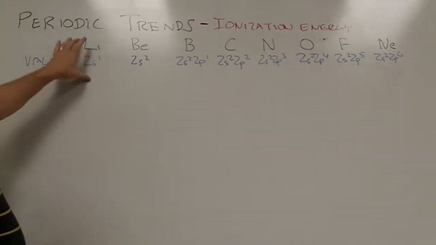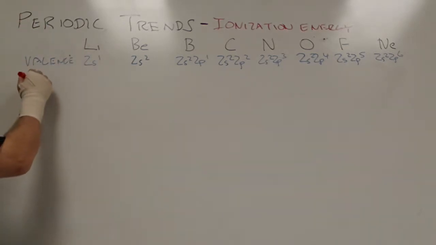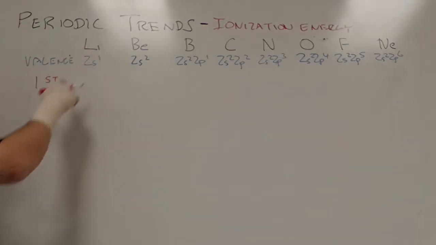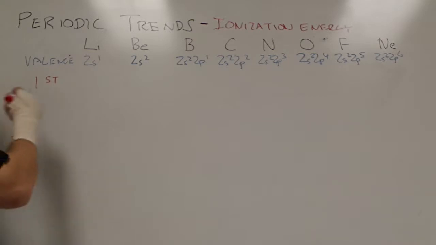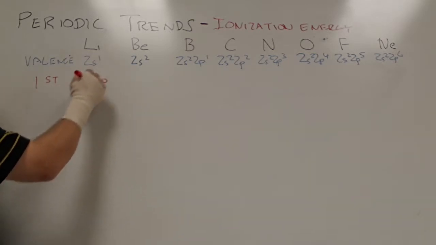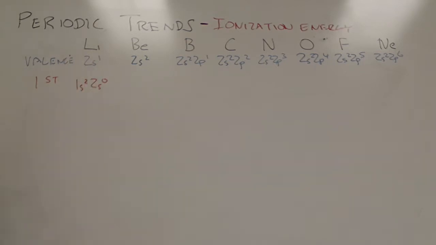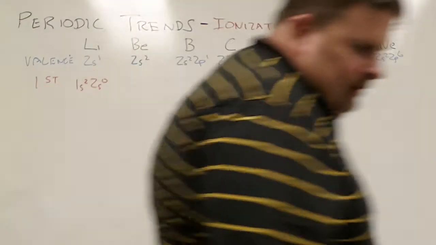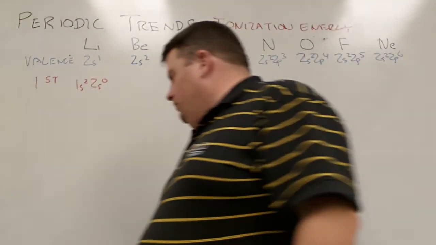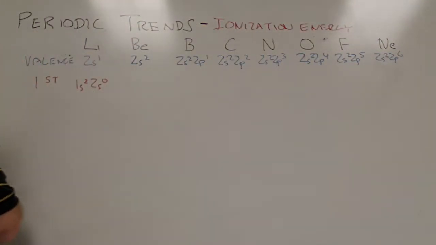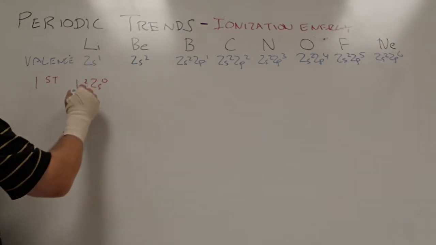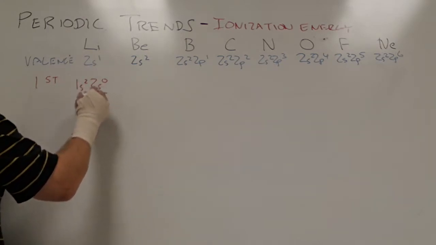But for ionizing lithium, my first ionization energy is going to be removing that electron. So at this point, all I've got is 2s0, and I've got 1s2. So by removing that first electron, I've attained a noble gas configuration. The amount of energy it takes for that to happen is a paltry 520 joules. Okay? So this only takes 520 joules.